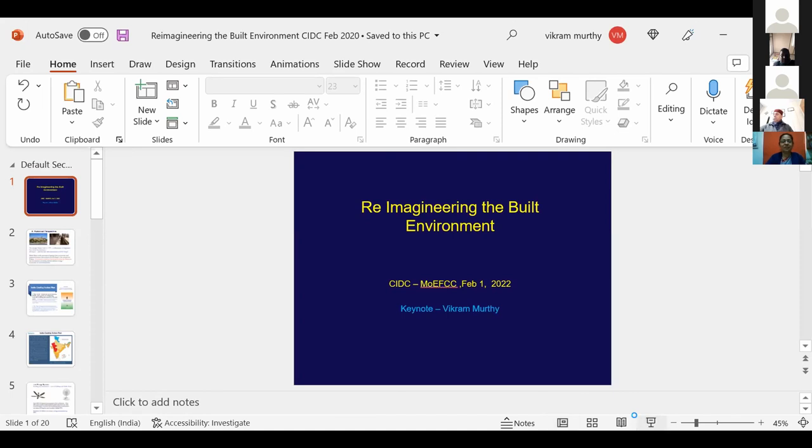Now, for the keynote speakers, I would like to invite Sri Vikram Murthy, who is the director, Univac Environment Systems Private Limited. He is also a trustee of Tropical Air Conditioning and Refrigeration Institute, and he is the India representative of Air Conditioning, Heating and Refrigeration Institute. He is going to speak on re-imagining the built environment. Mr. Murthy, I welcome you to share your views.